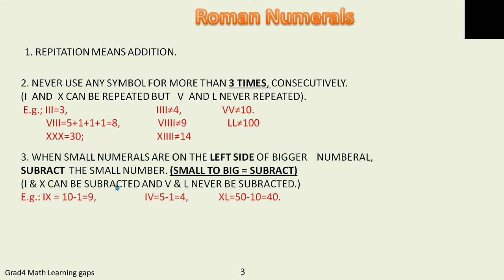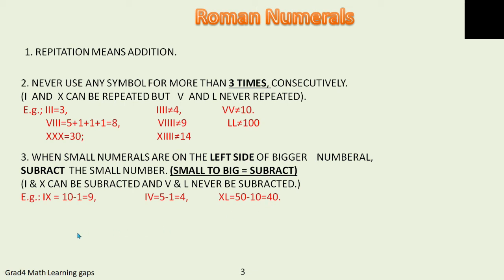And for the third rule, it says when small numerals are on the left side of bigger numerals, subtract. So the rule is when you move from small to big, you have to subtract. As in the example, this I stands for 1 and X stands for 10. So 10 is a bigger number and 1 is a smaller number. So the smaller number is placed to the left of the bigger number. That is, you are moving from small to big, you have to subtract it. So 10 minus 1 will give you 9. The same goes for 5 and the same goes for 40.